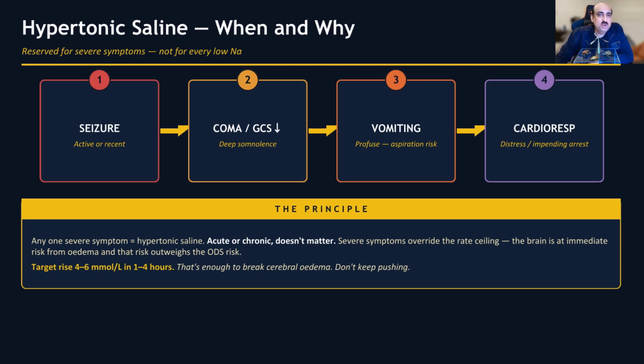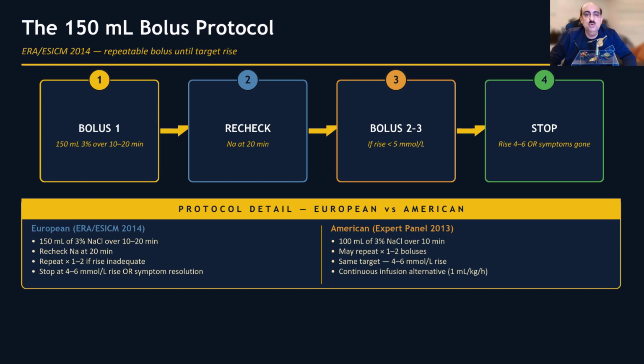Acute or chronic hyponatremia in this situation doesn't matter, because with severe symptoms, protection of the brain parenchyma is of paramount importance because of the immediate risk of cerebral edema and the associated complications. So the risk here outweighs the osmotic demyelination syndrome risk in the short term. However, we have to do it in a targeted manner, and the initial target, as we said, is a 4 to 6 millimoles per liter increase over the first 1 to 4 hours, and that's enough to break the cerebral edema cycle. So let's look at the bolus protocol.